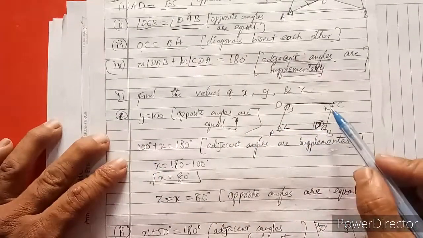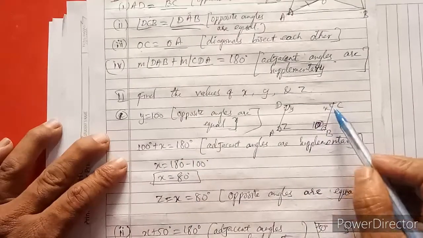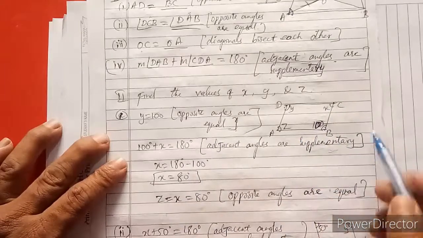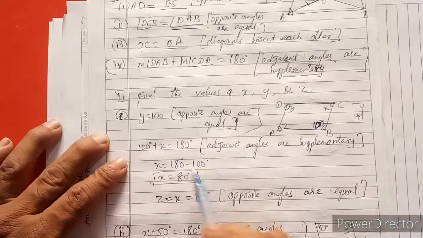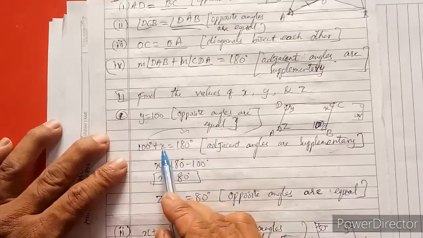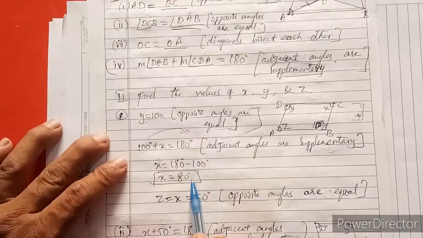Next, 100 plus x is equal to 180 degrees. These are adjacent angles, so they are supplementary: x and 100. If I transpose the 100 to the other side it becomes minus. x is equal to 180 minus 100, so x is equal to 80 degrees.